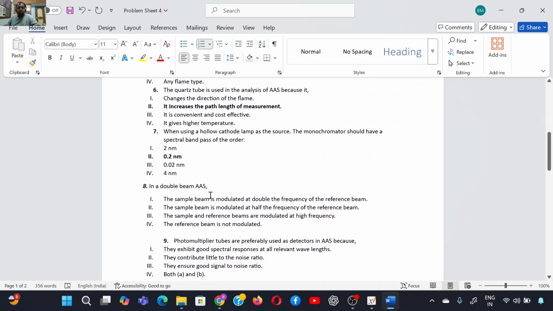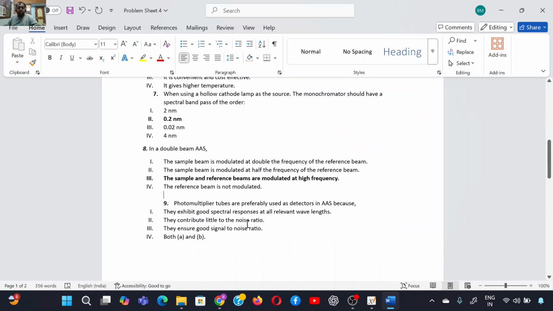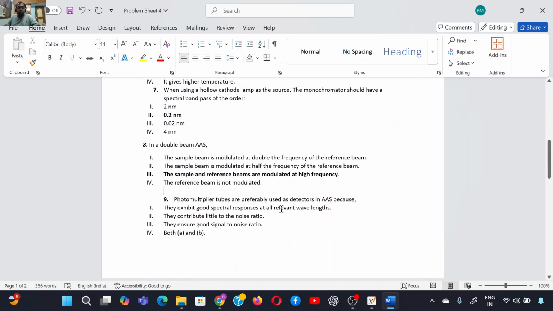Next question is in a double beam AAS, these are four options. So this is the answer. Okay. So this I asked you to do as homework. So just try to find out.